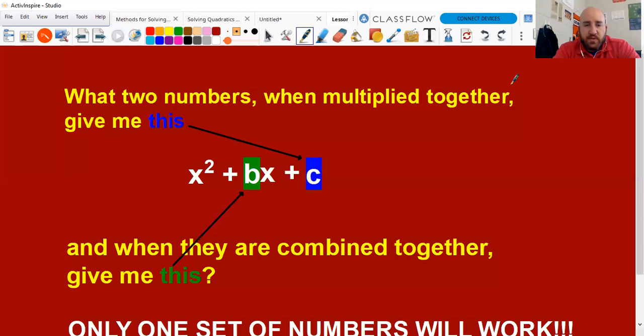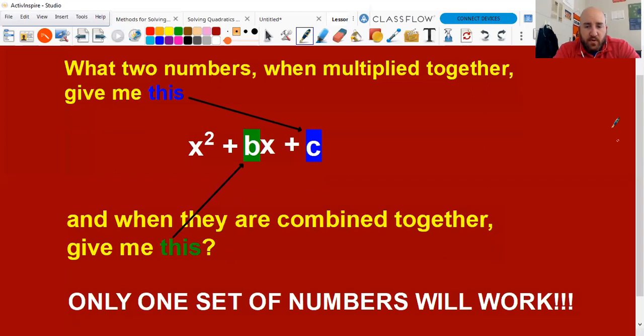What two numbers, when multiplied together, give me this C? And when they are combined together, give me this B. Let me slide that down a little bit. Only one set of numbers will work. If you need to go back and copy the previous slide, you can copy down this one as well. Pause the video, do that. Like I said, y'all gotta pause it on your own because I'm not trying to make hour-long videos.